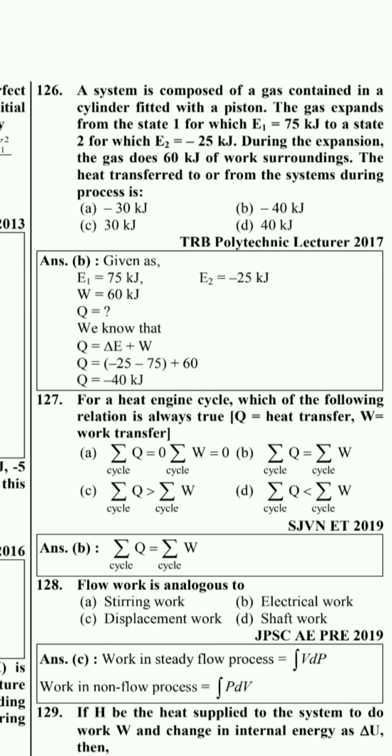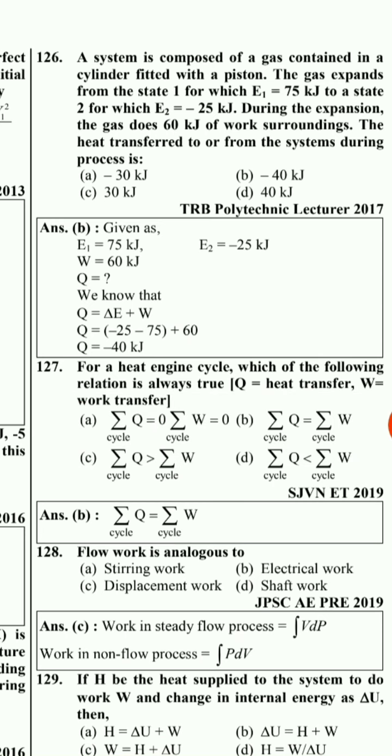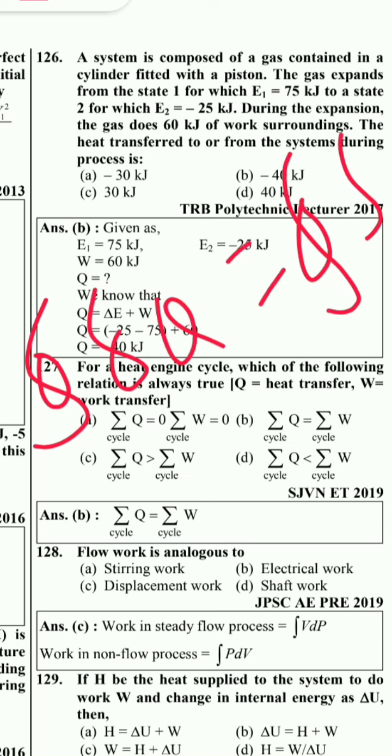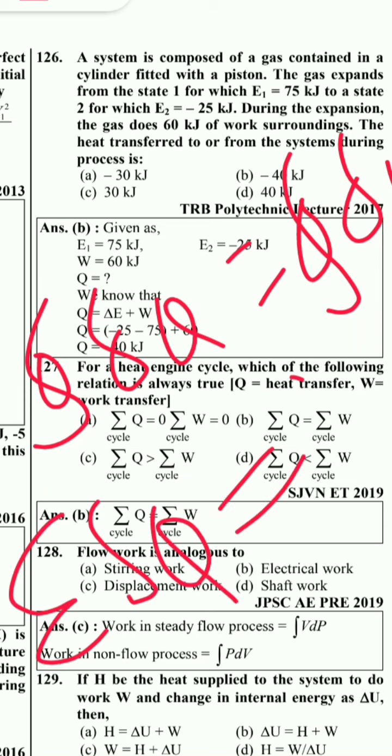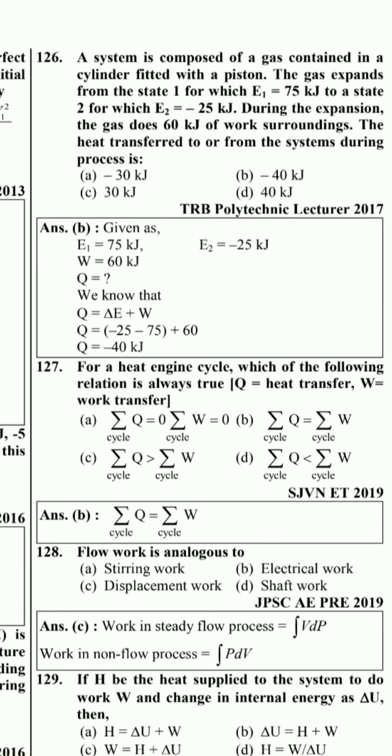The next question: for a heat engine cycle, which of the following relations is always true regarding heat transfer Q and work transfer W? So here for a heat engine cycle, you are considering it to be a closed system, and if it executes a cycle, then the cyclic integral of del Q will be equal to the cyclic integral of del W. So option B will be the right answer. That is, the summation of all the heat transfer during the process will be equal to the sum of del W. So here option B will be the right answer.